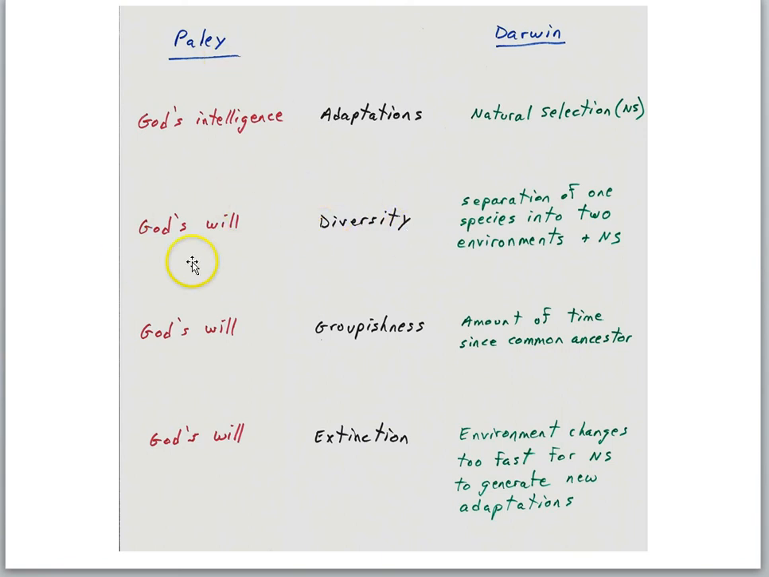For Paley, why are there so many different species? He can refer to perhaps God's will. We might not really understand why, but God somehow delighted in producing many, many different kinds of species.